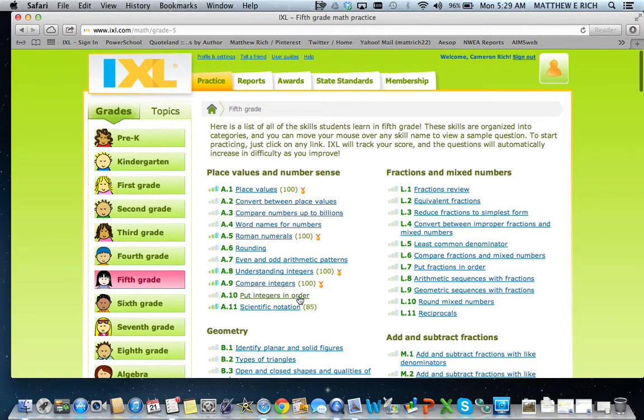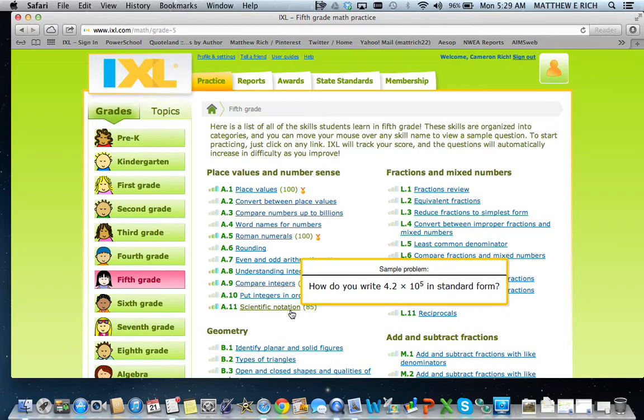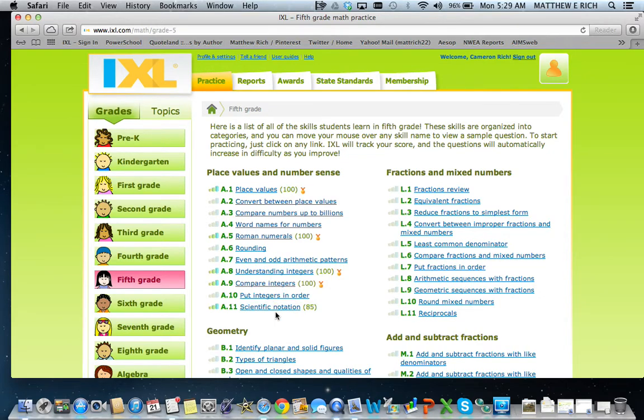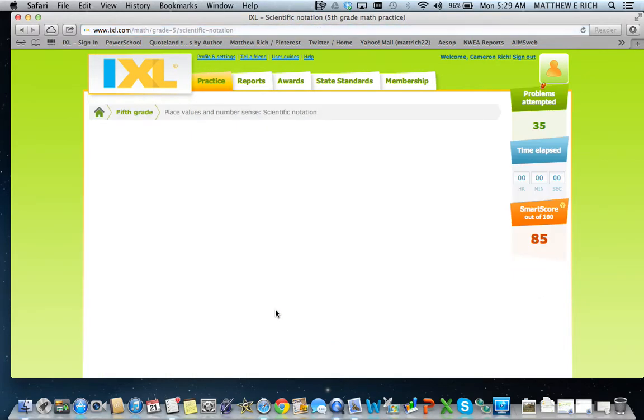To click into a topic area, we'll go into the scientific notation one right here. We can see that this child's tried 35 problems. They've reached a smart score of 85, which means that they've gotten ones right and wrong through the algorithm the program uses to get to 85. 100 once again is mastery.